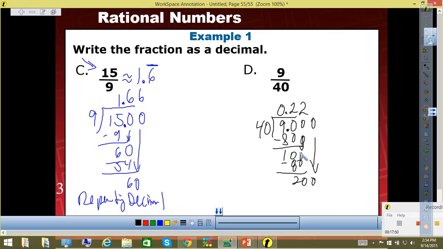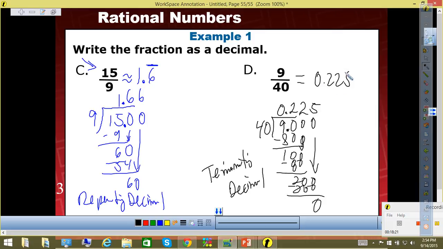If it's in there. Oh, I didn't do that. Okay, that's fine. How many times does 40 fit into 200? 5. 200. Do we have any left over? Therefore, this is a terminating decimal. And what do we write here? Equal 0.225. Hands, have you got that? That is correct. Any questions? Fairly simple, right?